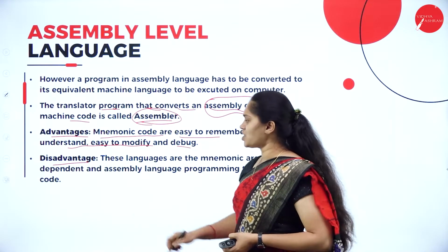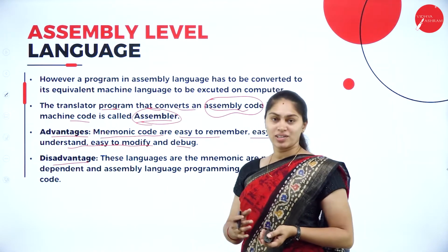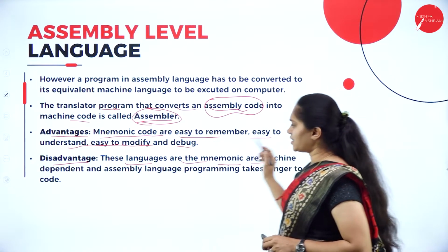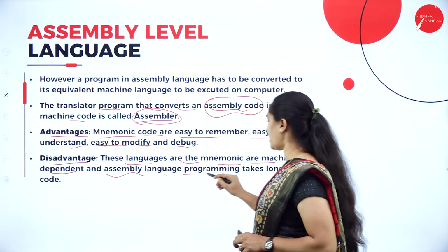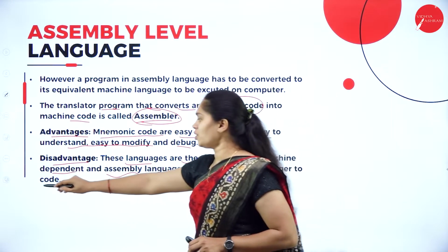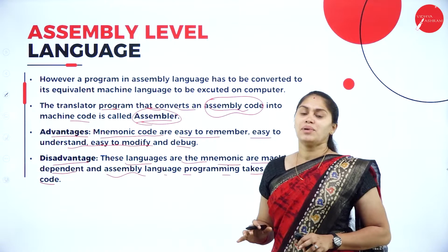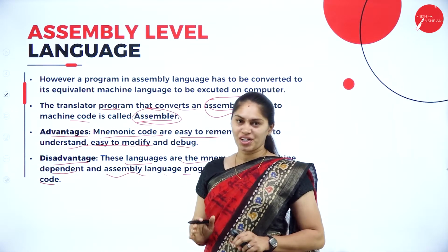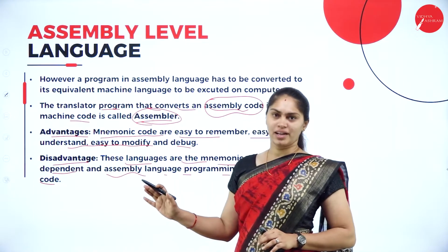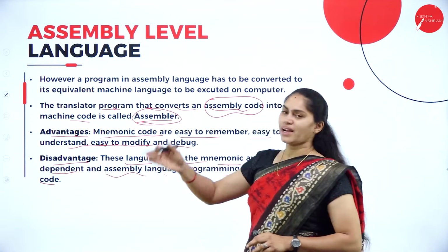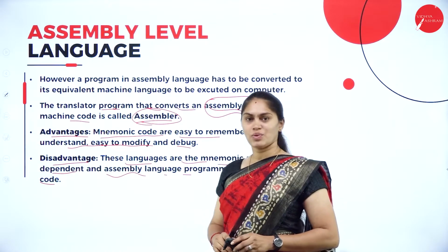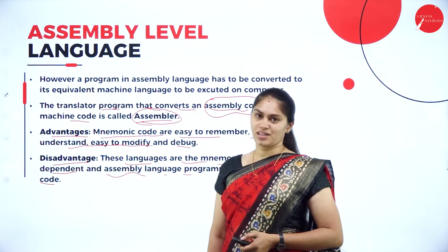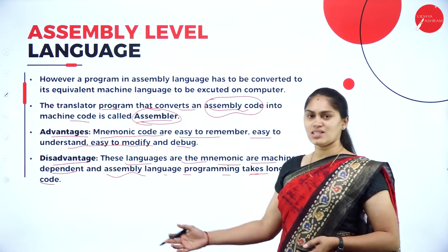So finding errors and modifying the content are somewhat easy in assembly level language. And what are the disadvantages we have here? These languages use mnemonics and are machine dependent, and assembly programming takes longer to code. All low level programming languages are machine dependent, and translation is also required here. Why? Because assembly code should be converted into machine code. That's why it takes a long time to execute. These are the disadvantages.